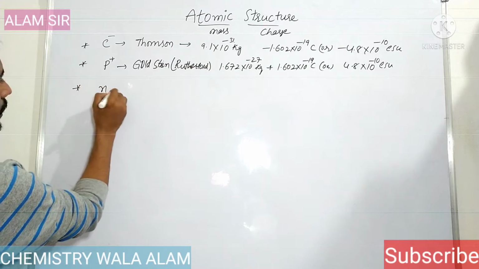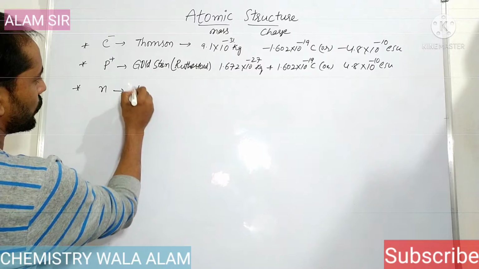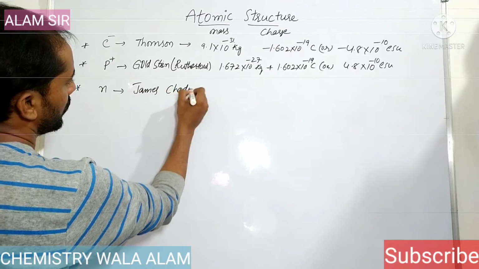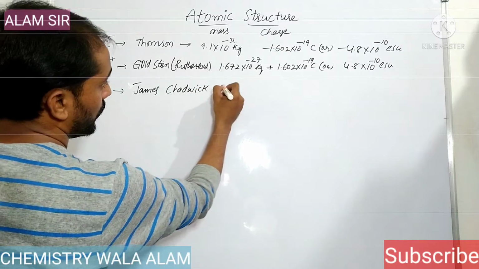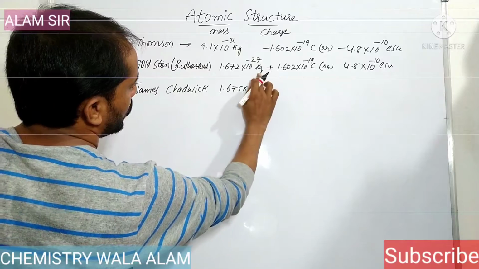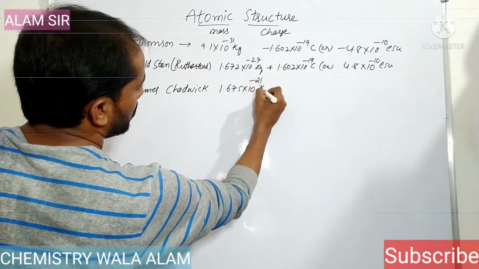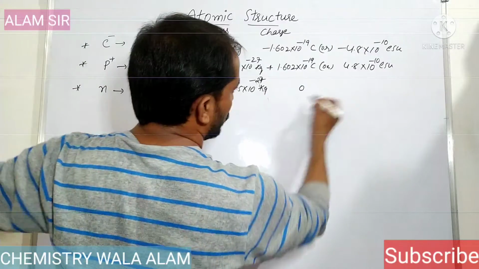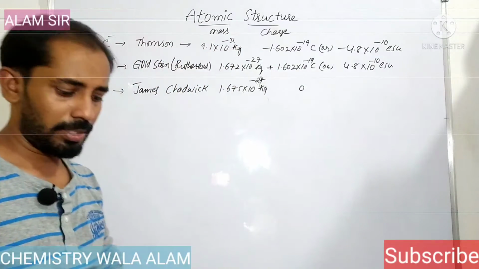Next one is neutron. Neutron was discovered by James Chadwick. Its mass is 1.675 into 10 to the power of minus 27 kilograms, and its charge is 0. The charge of the neutron is 0.